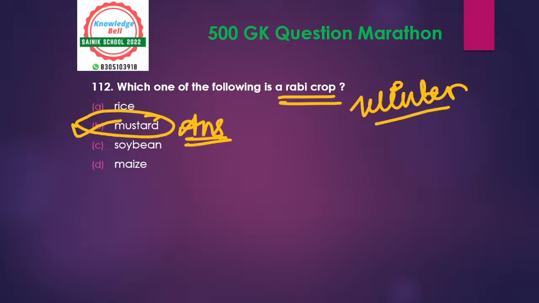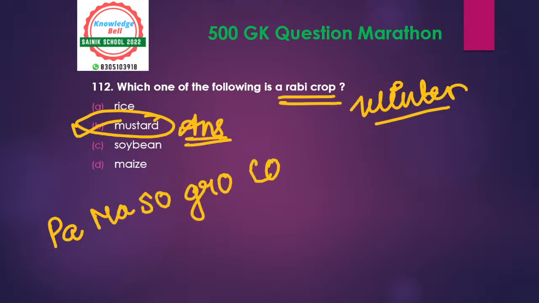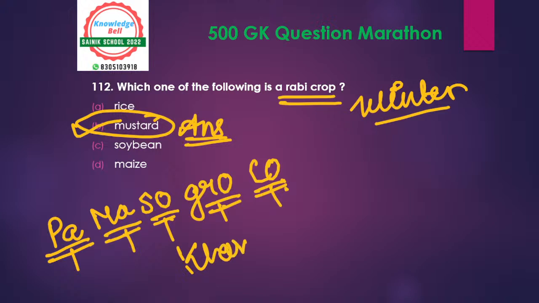There is this jingle: Pa, ma, so, grow, ko. Pa for paddy, ma for maize, so for soybean, go for groundnut, ko for cotton. All of them are examples of kharif crops. In this way you can keep this in mind.